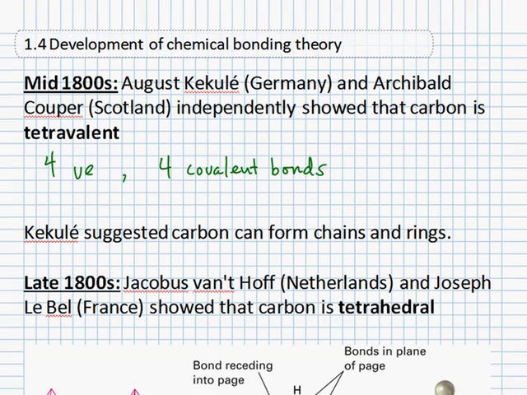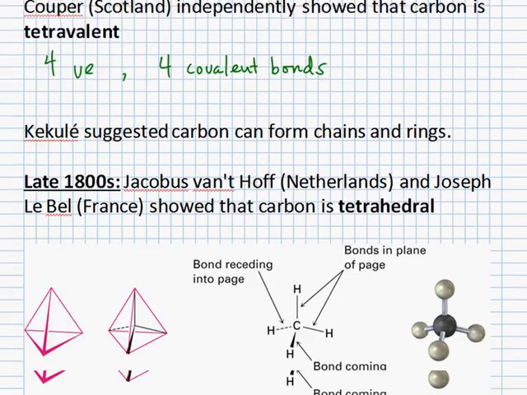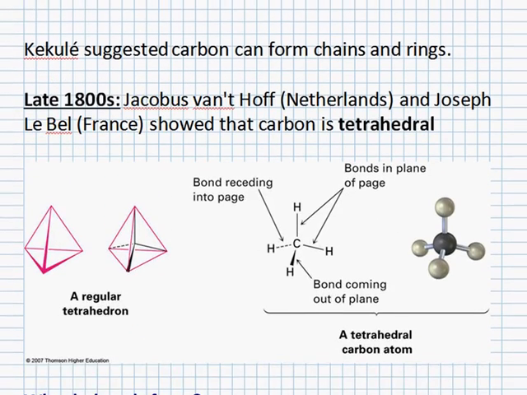A little later in the 1800s, a couple of people, Van 't Hoff and Joseph Le Bel, showed that carbon is tetrahedral. You should recognize Van 't Hoff from a couple of places in general chemistry. He did work with colligative properties of ionic solutions, so that lowercase i that you used to define how many ions something breaks up into, for instance, came from him.